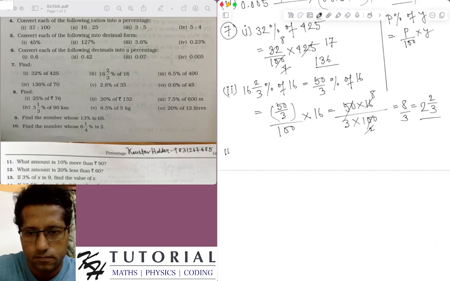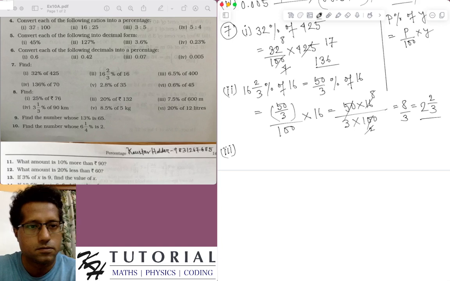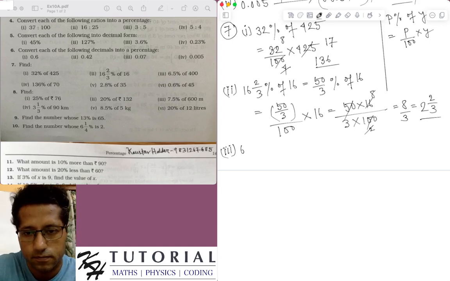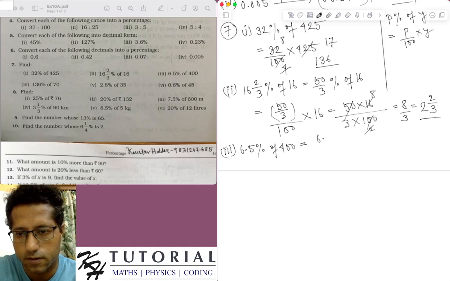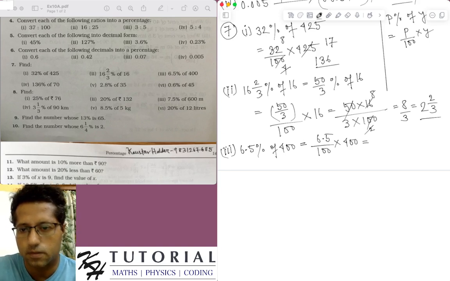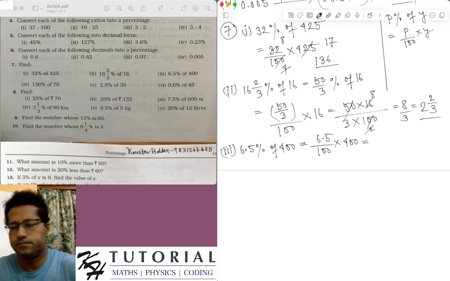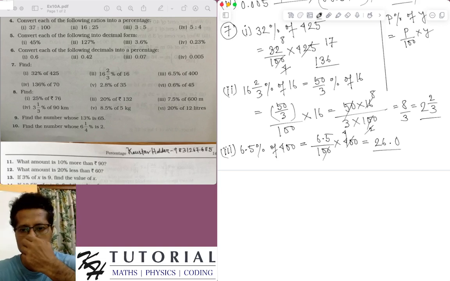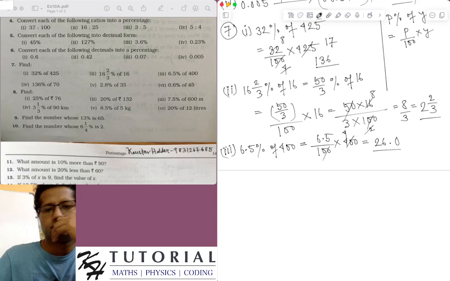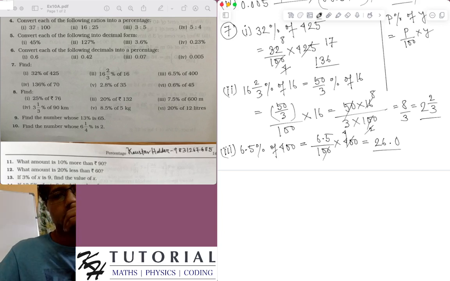Part 3. Question number 7, part 3 is 6.5 percentage of 400. This is 6.5 divided by 100 into 400. 100 divides 400 with 4, and this is 26. So 26 is the answer. Okay.